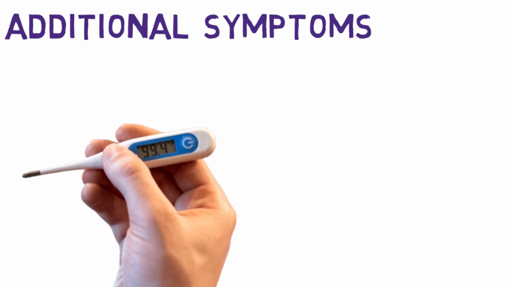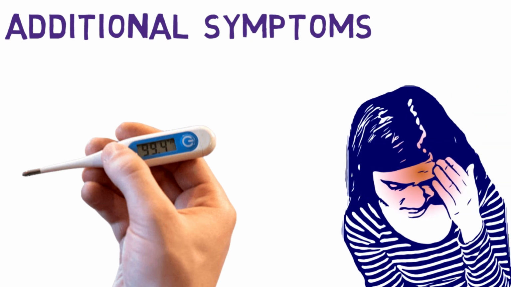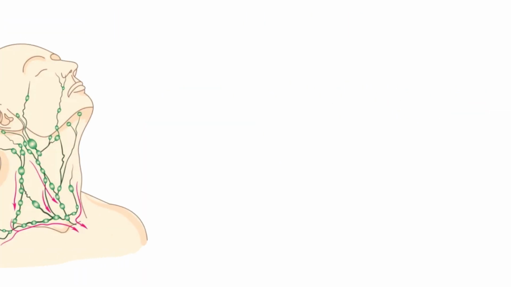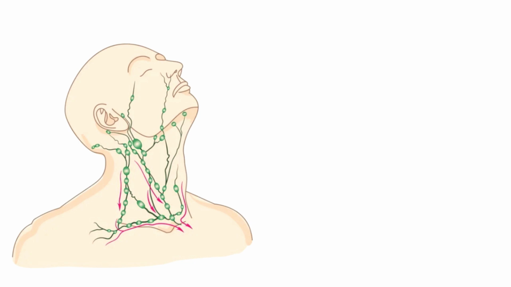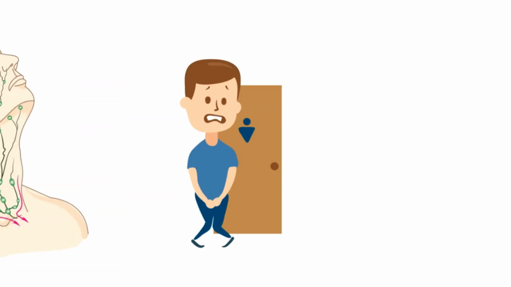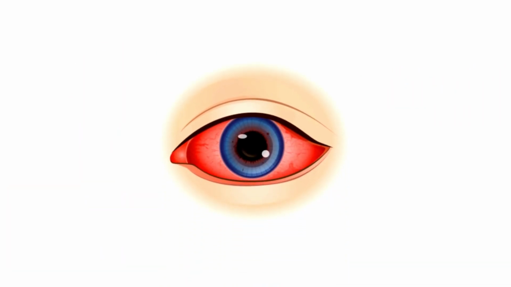With their first outbreak of genital herpes, people can have additional symptoms also, which include fever, headache, swollen lymph nodes, painful urination, and eye infections. Later outbreaks of herpes are generally milder than the first one.